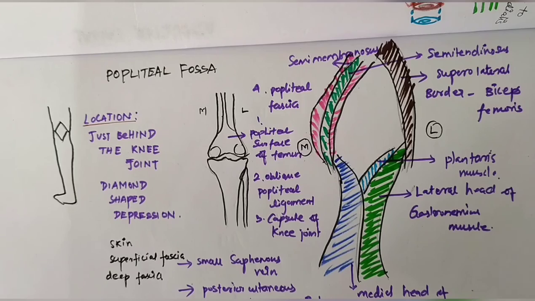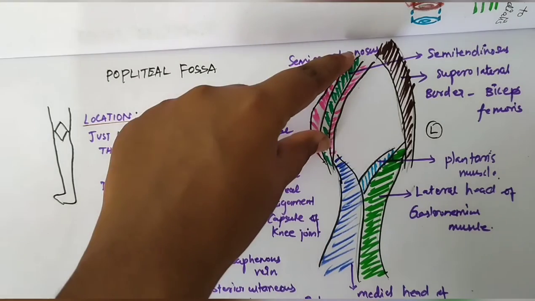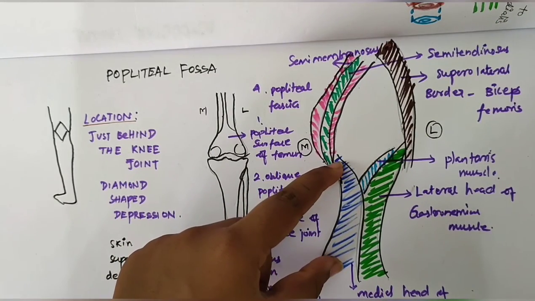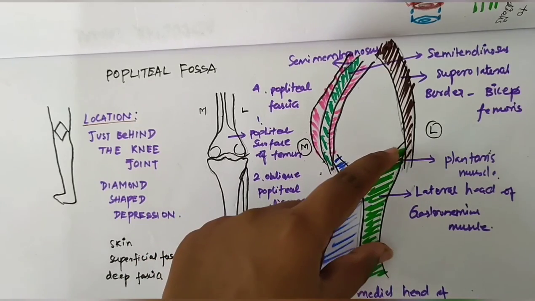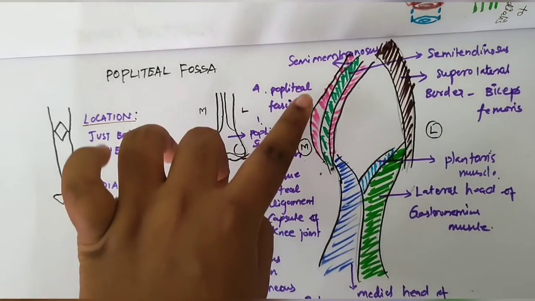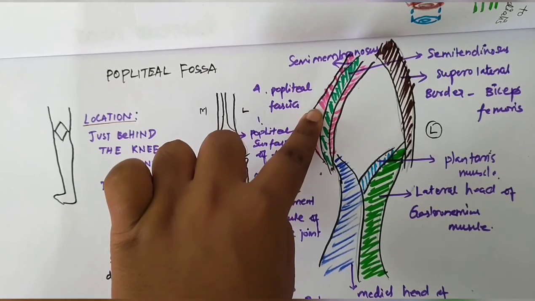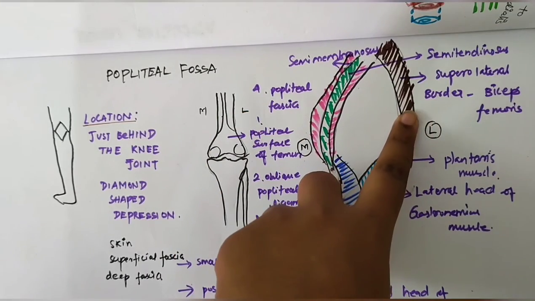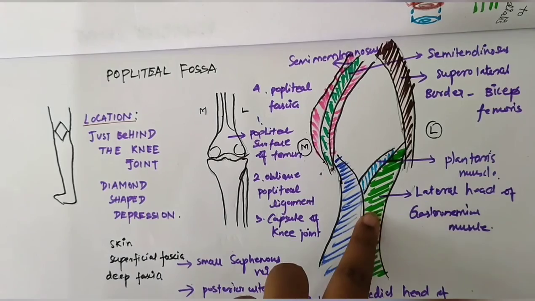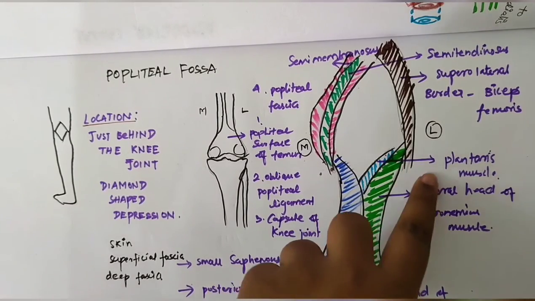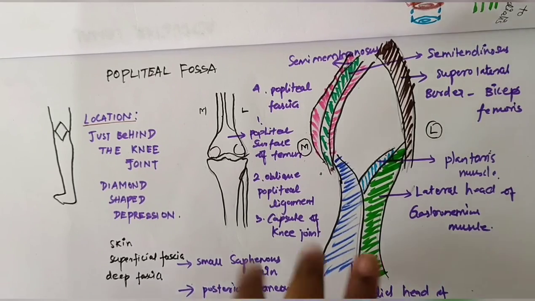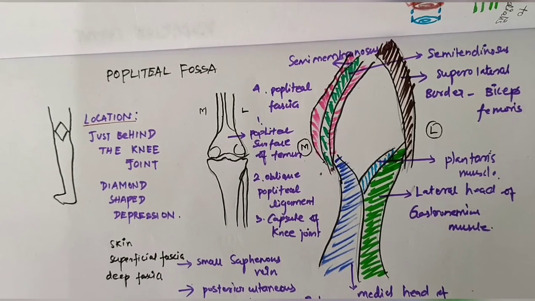And borders are supromedial border, supralateral border, inferior medial border, inferior lateral border. Superior medial border is formed by semitendinosus and then semimembranosus, and supralateral border is formed by biceps femoris, and inferior lateral border is formed by plantaris muscle and then lateral head of gastrocnemius muscle, and this inferior medial border is formed by the medial head of gastrocnemius muscle. That's all about the borders.